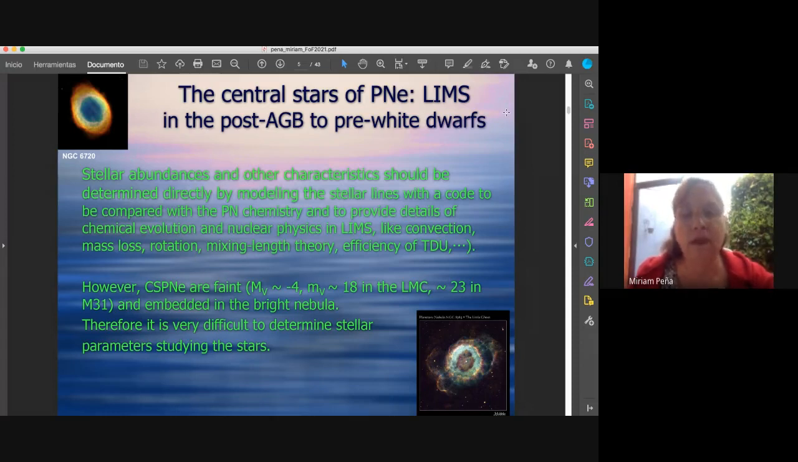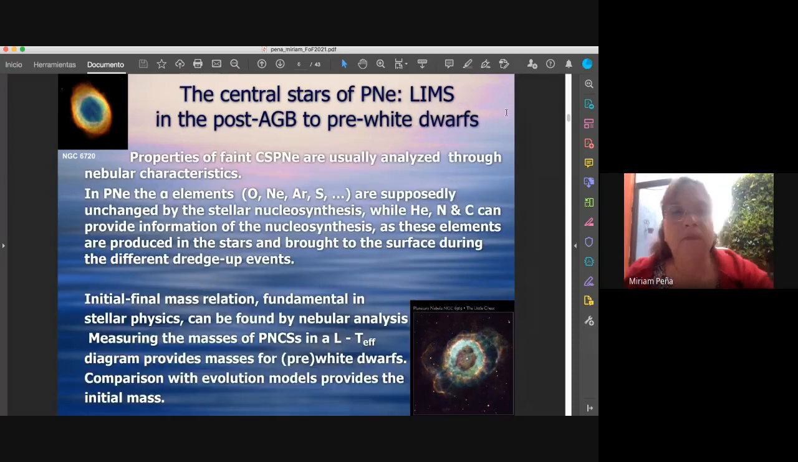However, these stars are faint, with absolute magnitudes of about -4, which means apparent magnitude of about 18 in the Large Magellanic Cloud and 23 in M31. And they are embedded in a bright nebula. Therefore, it is very difficult to determine stellar parameters studying the stars by themselves. So, properties of the faint central star are usually analyzed through nebular characteristics.